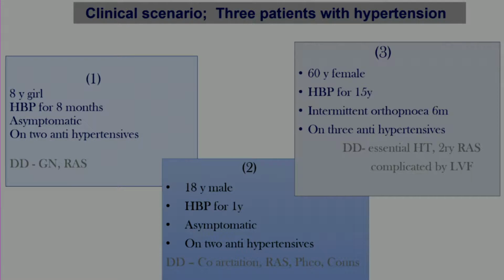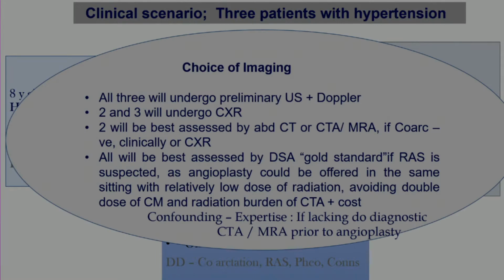So we know the differential diagnosis is like this. If we are to select the imaging, all 3 will undergo preliminary ultrasound and Doppler, which will give you very little, or they might direct you somewhere. If you see an adrenal mass, you know where to go. Then patients 2 and 3 will undergo a chest X-ray, because there is a chance of coarctation in the young patient, and the third one, the 60-year-old lady, I will emphasize again, not elderly, will undergo a chest X-ray because she is getting recurrent orthopnea.